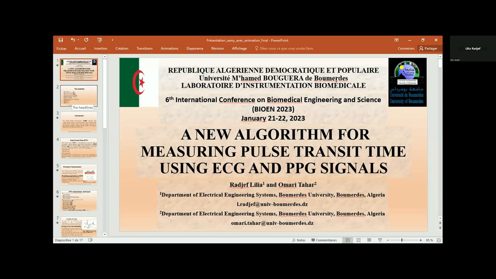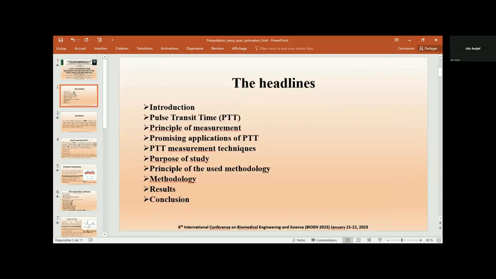The outline of this presentation: we start with the introduction where we expose the problem, then we will talk about the PTT, which is an important physiological parameter, while explaining the principle of the measurement and some promising applications. Then we expose the different existing techniques for estimating this parameter. After a detailed explanation of the methodology used and description of the algorithm, the results obtained will be discussed, and we will end with a conclusion.